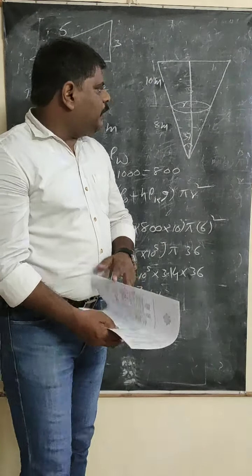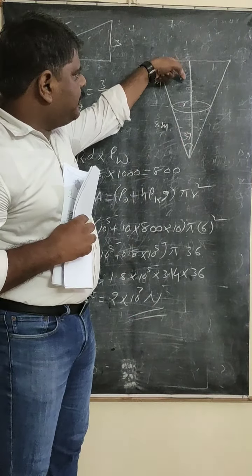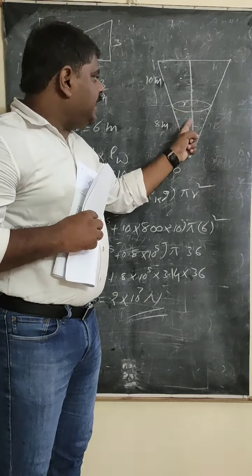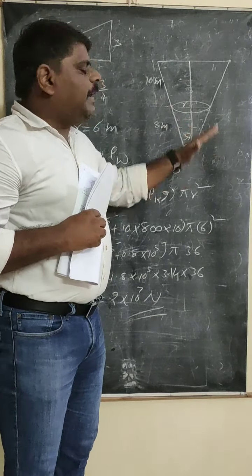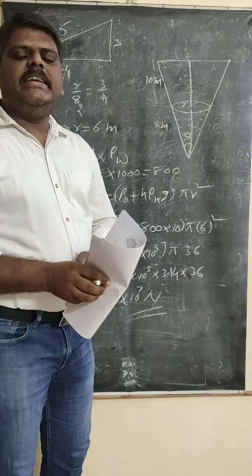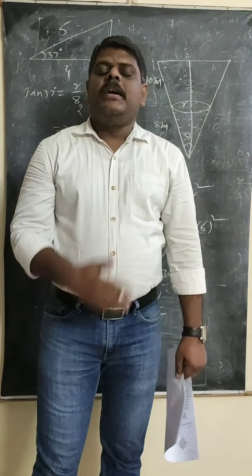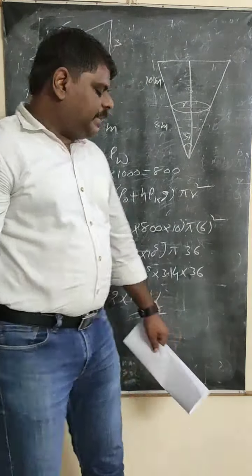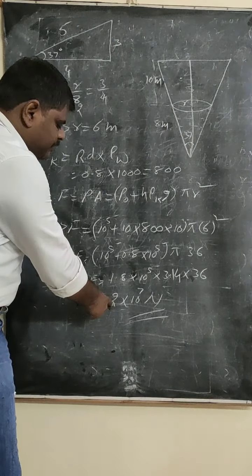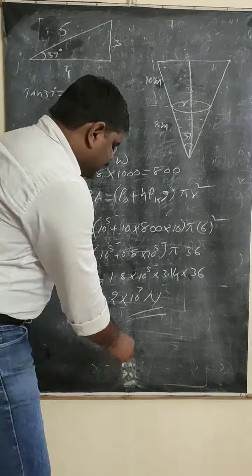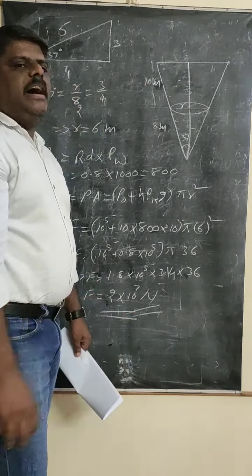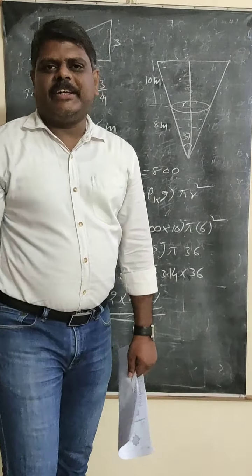According to Newton's third law, what happens? The same amount of force that is applied by the kerosene in the downward direction will be applied by the water in the upward direction, because the kerosene is in the equilibrium position. When in equilibrium, according to Newton's third law, the action and reaction are equal. So the force is equal to 2 into 10 to the power 7 newtons. This is the answer we need to remember. Let's go for the next problem.